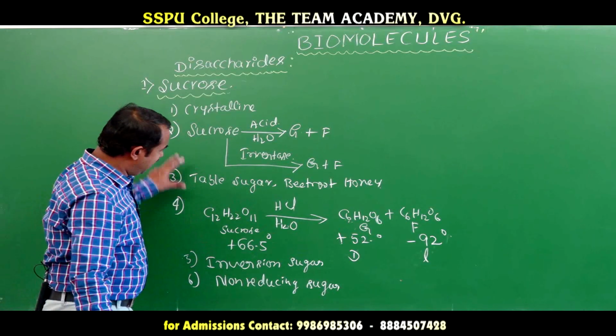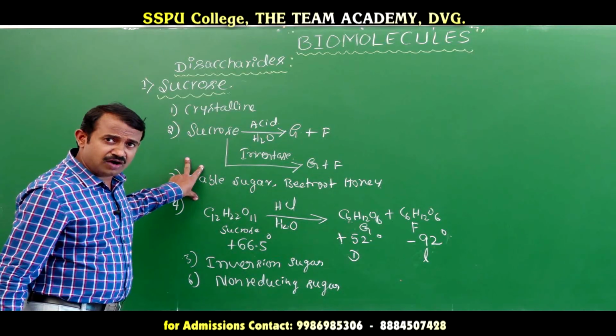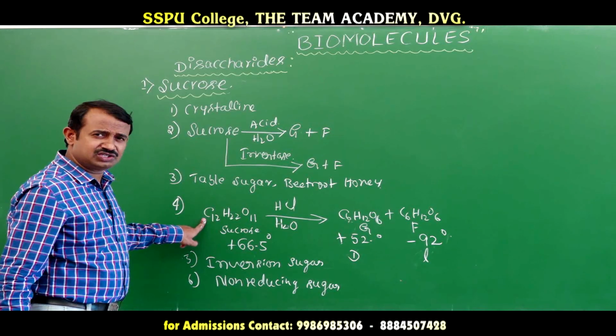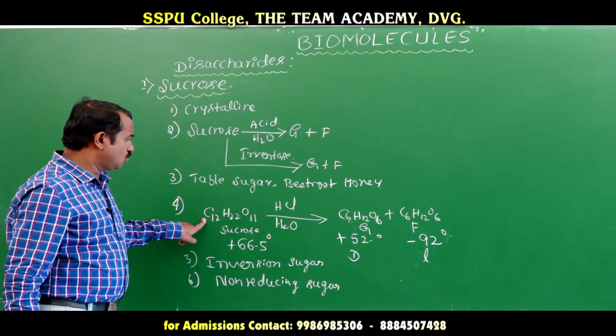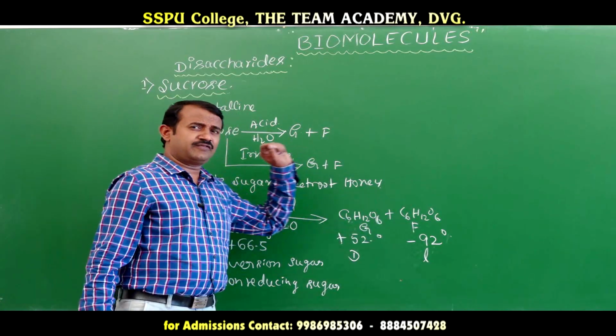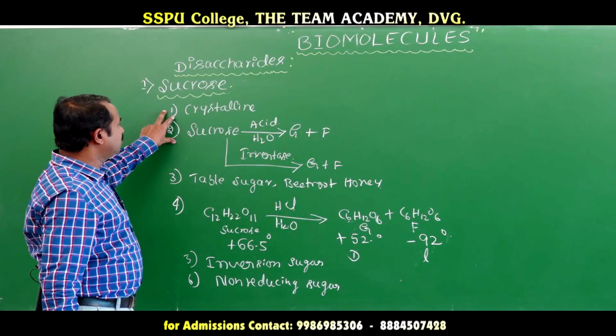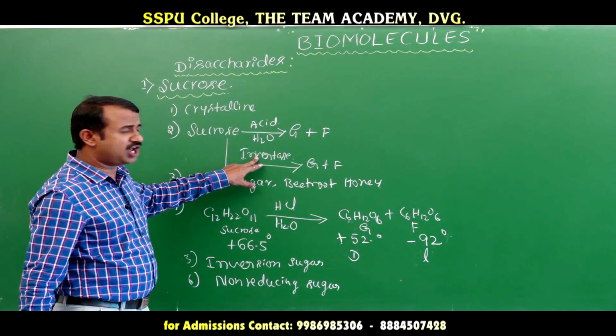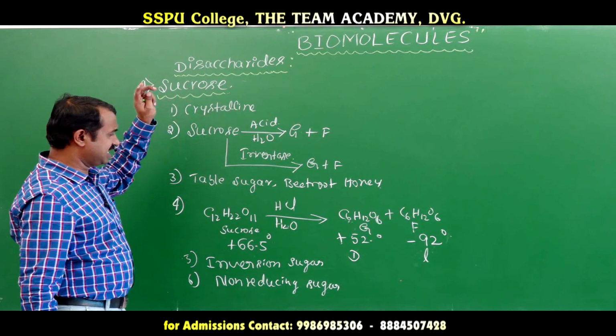Okay, this is the general characteristic of sucrose. It has the molecular formula C12H22O11, which undergoes hydrolysis to form glucose and fructose. Here we can go for two methods of hydrolysis: one is acid hydrolysis and the other is enzymatic hydrolysis. It is a crystalline solid.